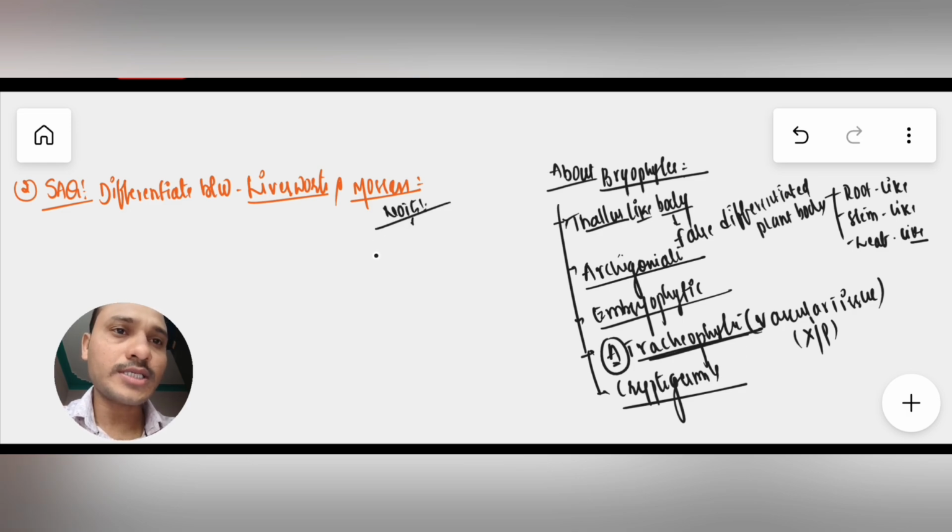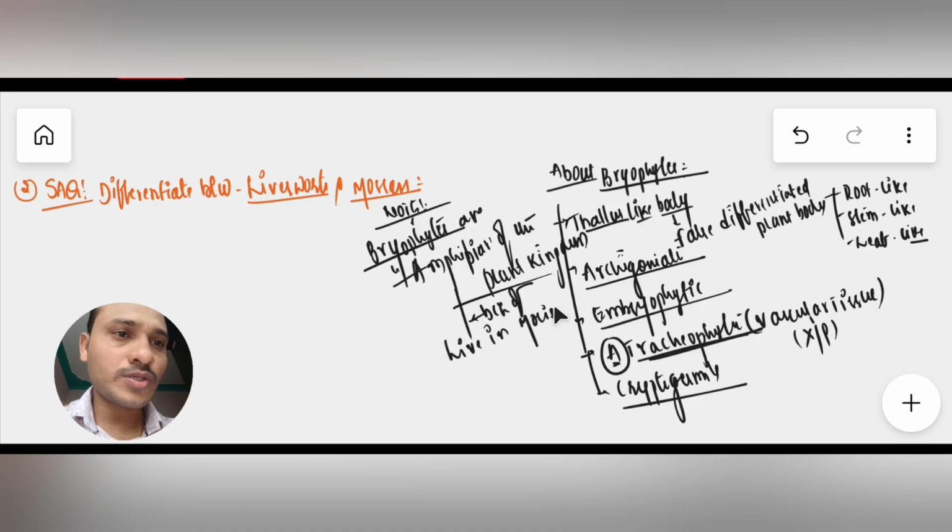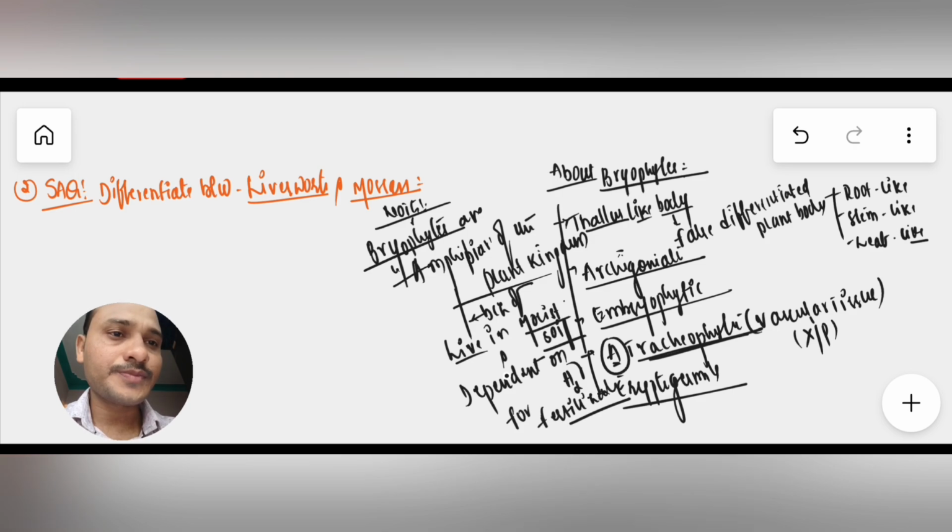Bryophytes are considered as the amphibians of the plant kingdom. Why? Because bryophytes live in moist soil, and they depend on water for fertilization. They live on soil, moist soil, and also need water. So they live on soil and water, hence they are regarded as amphibians of the plant kingdom.